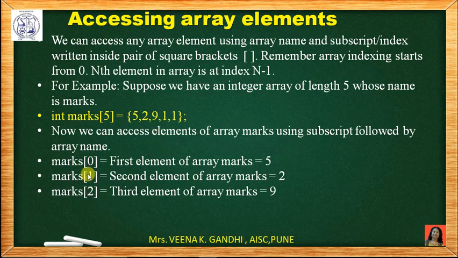Marks of 0 means this element will point to the first element, 5. Marks of 1 is the second element, it will point to the 2. Marks of 2 will point to the third element, it is 9. So we can access the array elements by using the array name and a subscript in square brackets that specifies the element to be accessed. So the array subscript always starts from 0 and ends with size minus 1.